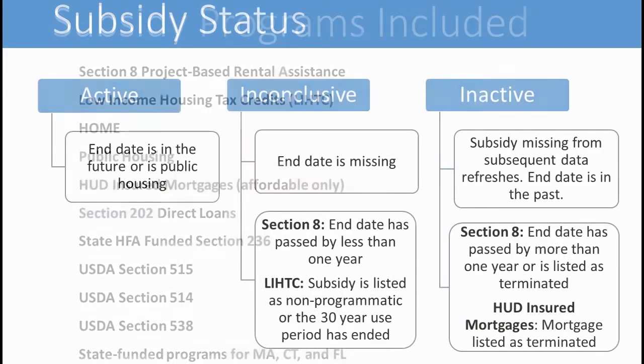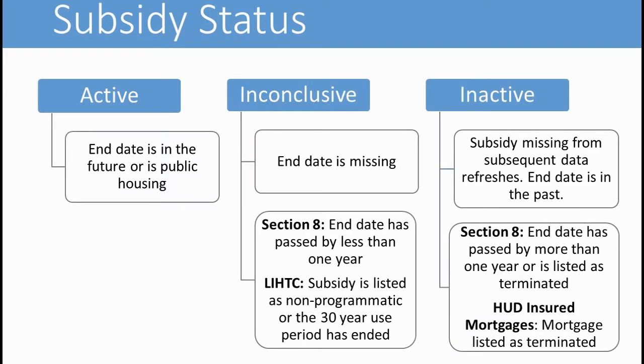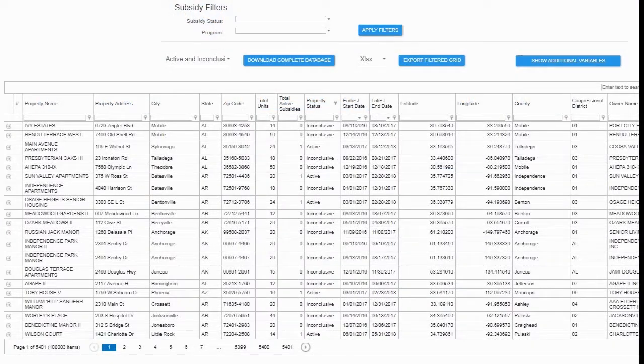The database includes active subsidies, which require properties to remain affordable to low-income families, inconclusive subsidies, which may require properties to remain affordable to low-income families, and inactive subsidies, which no longer require properties to remain affordable to low-income families. By default, the database displays all properties and subsidies regardless of their status.